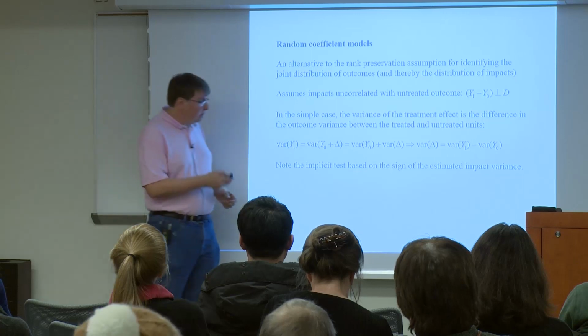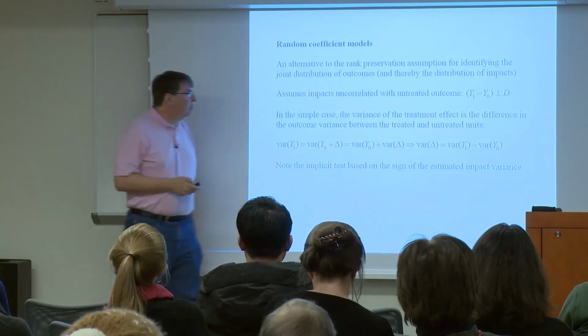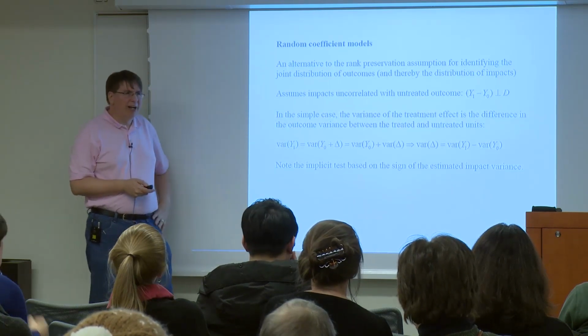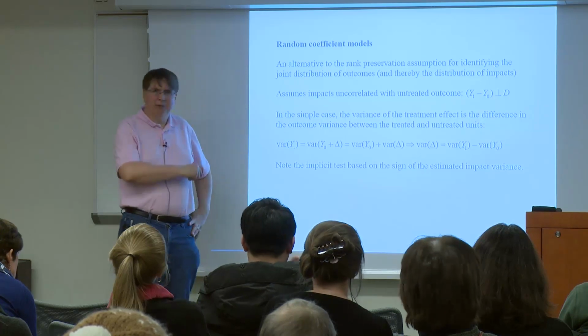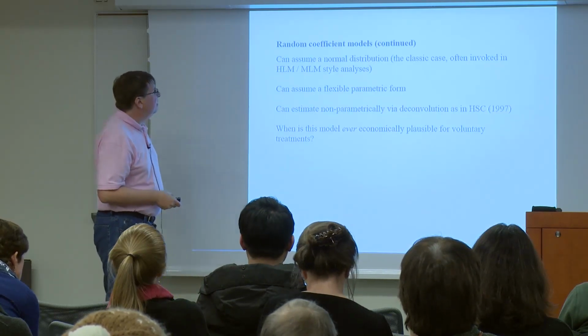Indeed, there was one of the 4 demographic groups in the job training experiment that I mentioned before where we could do just that, where the variance of the outcome in the control group was higher than the variance of the outcome in the treatment group. So the random coefficient model had to be wrong. I don't see people do that test either.